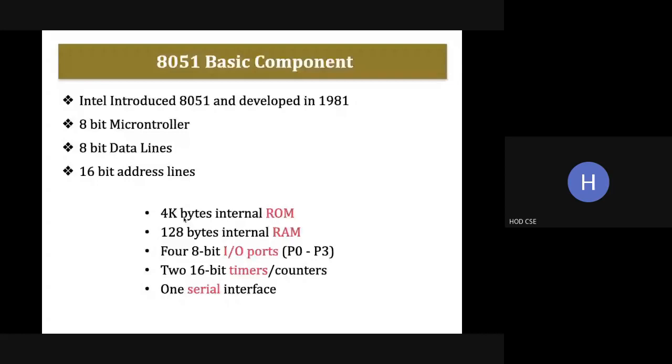The capacity is 4K bytes of internal ROM and 128 bytes of internal RAM. RAM is used to store the data, and ROM is used to store the program. Here we have 4 I/O ports for parallel data transfer, and we have 2 timers and 1 serial interface. These are the inbuilt devices we have in this 8051.